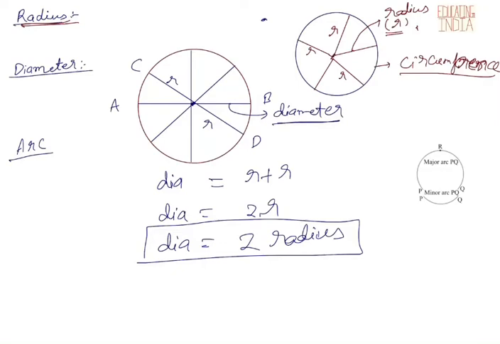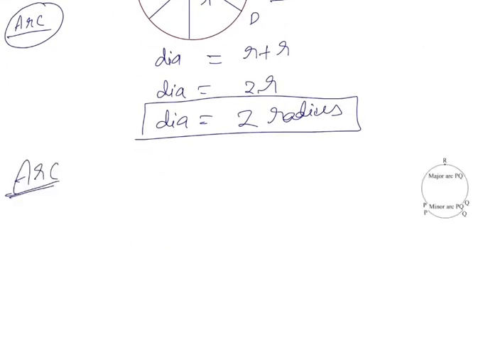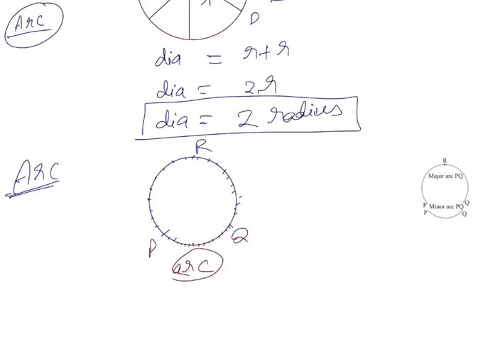Radius, diameter. Now we come to a term called arc. What is an arc? Let's see. An arc is a portion of the circle. If we draw a circle, any portion such as this PQ portion, I am dotting it, this PQ portion is called an arc. This bigger portion is also an arc. Suppose we take a point R. So this PQ is also an arc, and PRQ is also an arc.